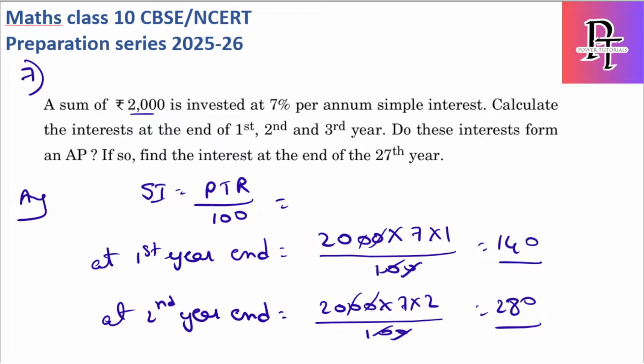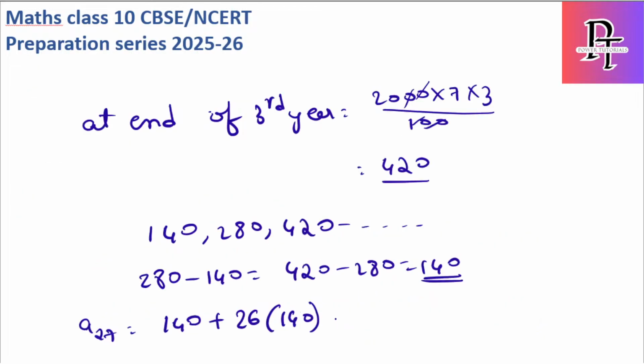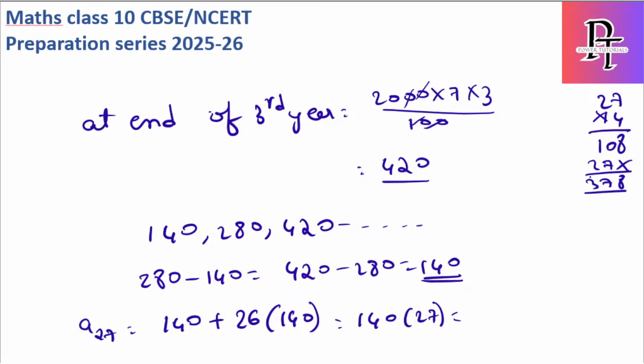A value is 140, yes, D value is also 140. So simply it is 140 into 27. Let's solve this. 4 7s are 28, 2, 4 2s are 8, 9, 10, 1 7 is 7, 1 2 is 2, 8, 7, 3. So the final answer is 378, the interest at the end of the 27th year.